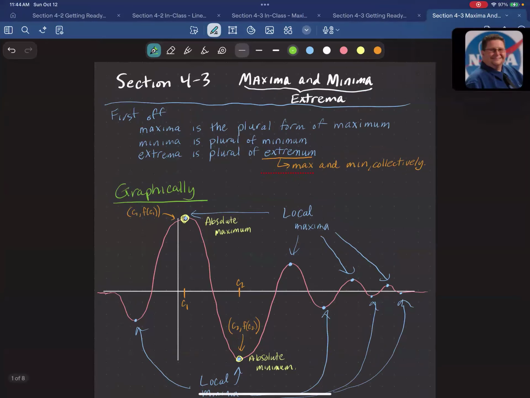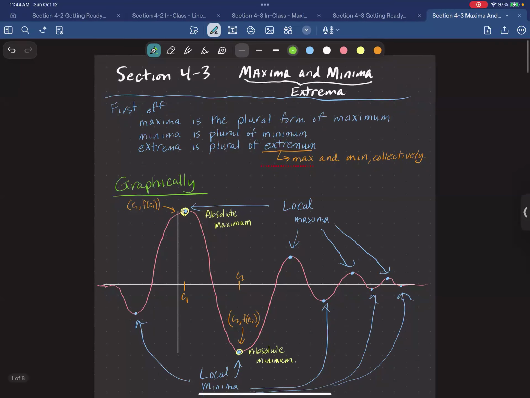Let's come at you live with section 4.3. This is on maxima and minima. These are called the extrema. Extrema describes max or min. That way, if you don't know what it is, you just call it an extremum. Maxima is the plural form of maximum. Minima is the plural form of minimum. And extrema is the plural form of extremum, which sounds weird. But an extremum is a max or a min.